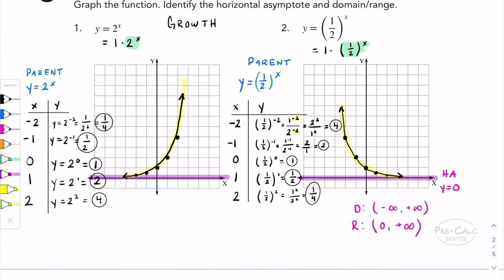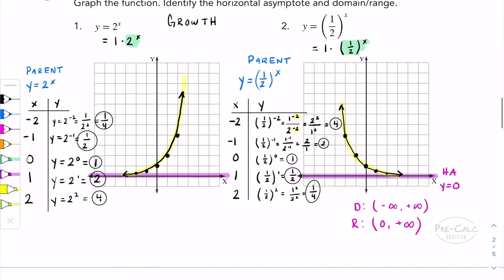And number 2 is an example of decay. So 1, we have growth. 2, we have decay. Both of them are the general form of a times b raised to the power of x.